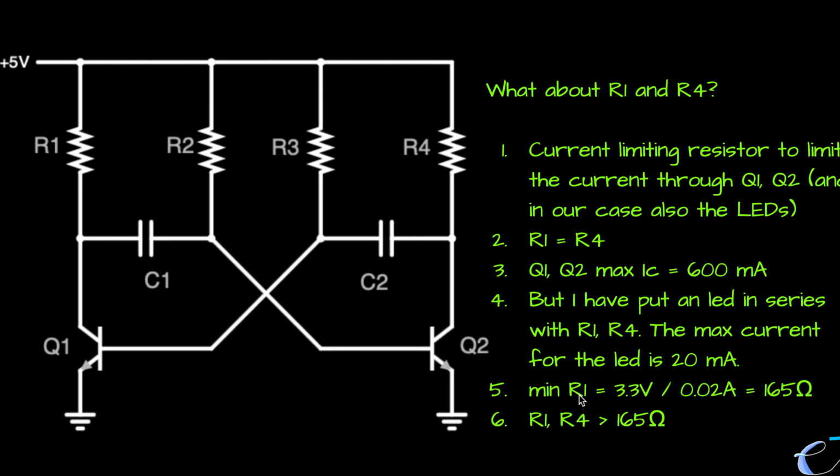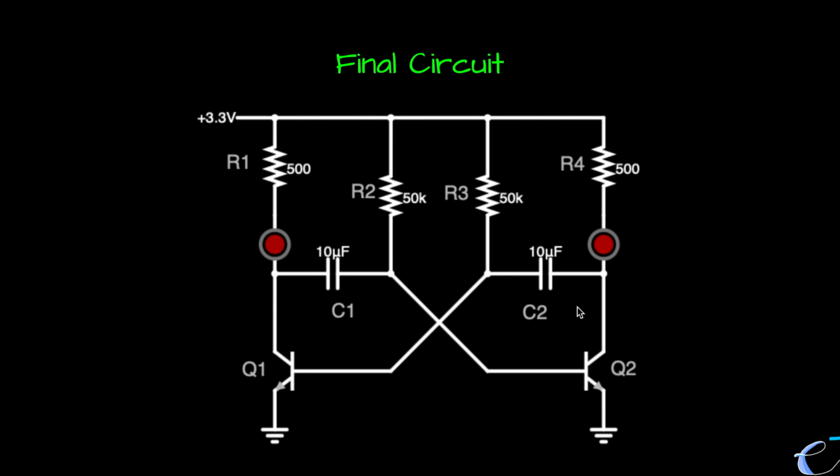So calculating that, we get R is equal to 165 ohms. So R1 and R4 should be at least 165 ohms or more. This is what the final circuit is going to look like. Now that we have our components, let's go over to Falstad and simulate the circuit. While simulating the circuit, I will also explain how exactly it works and how we get the switching action.